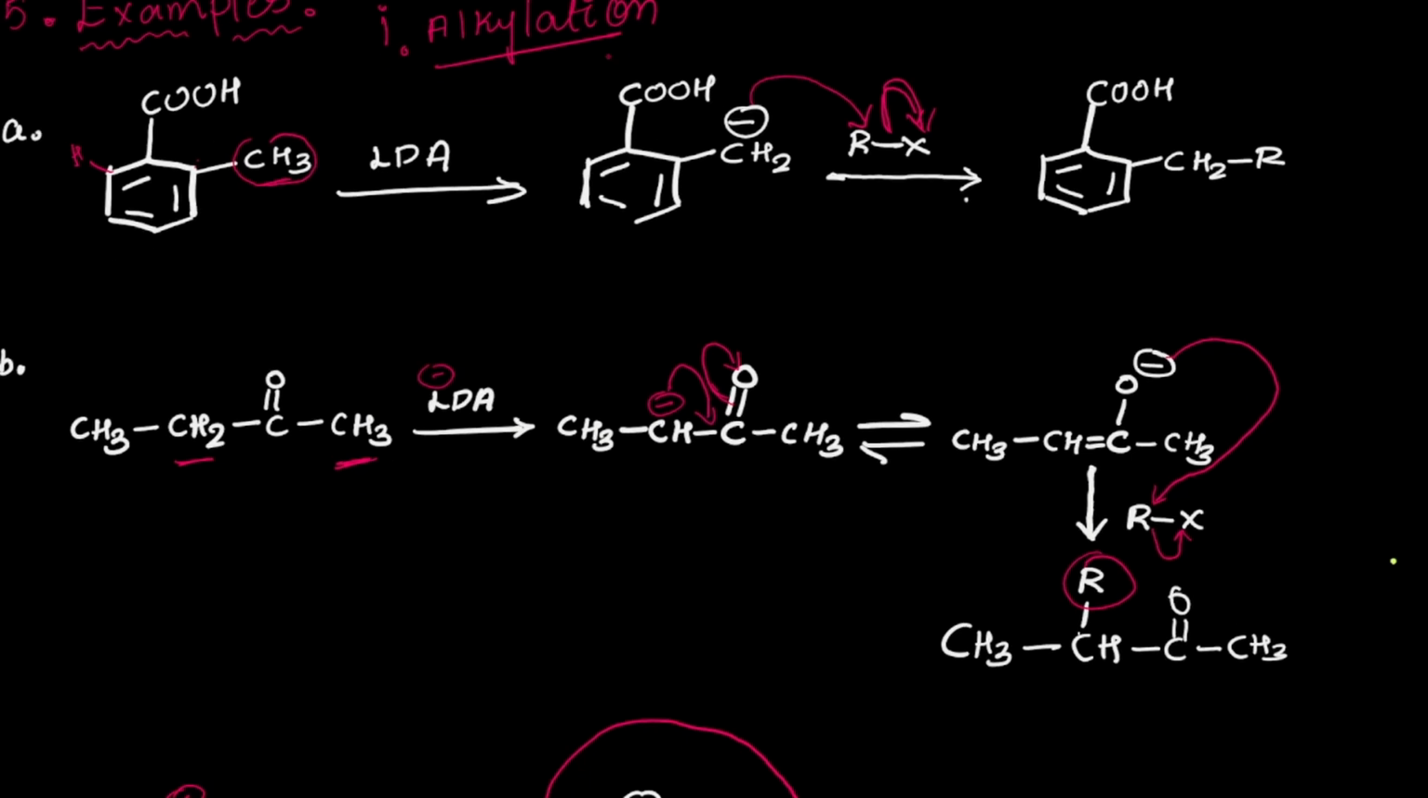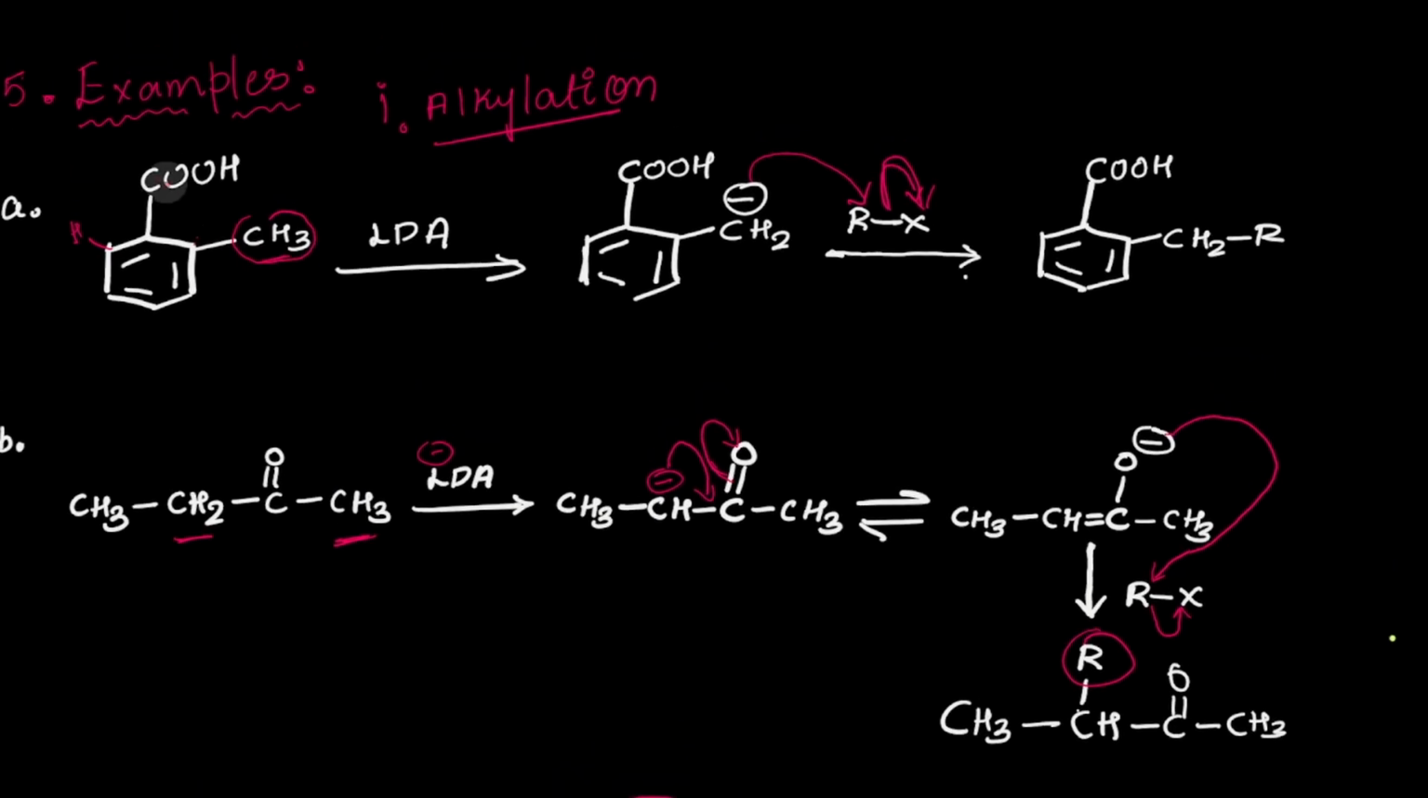So you can see here I have taken a compound where we have an electron withdrawing group, that is CHO. It is an electron withdrawing group. So the adjacent carbon contains hydrogens which are acidic.